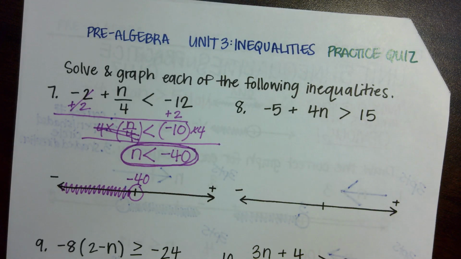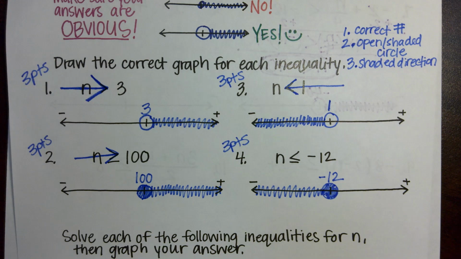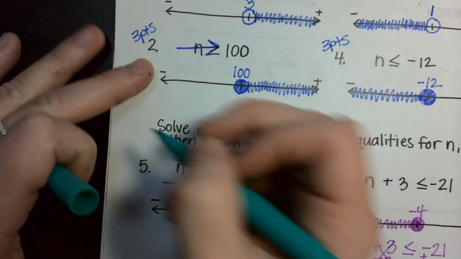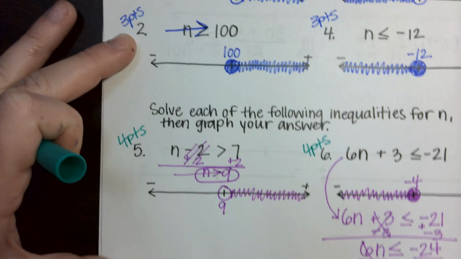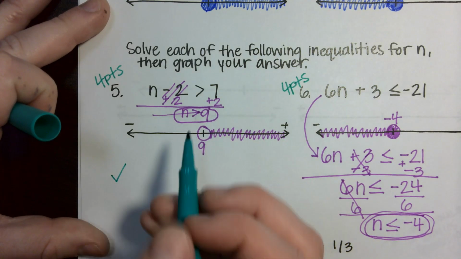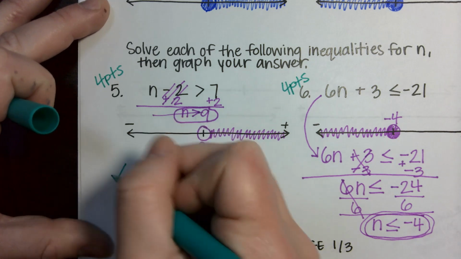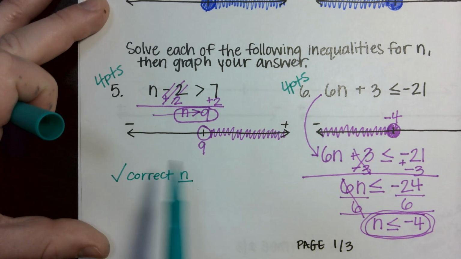Now, if you guys are curious about points, I was telling you the first 4 are worth 3 points. I'm going to give you kind of a key for the whole quiz. So numbers 5, 6, 7, and 8, those are going to be worth 4 points each. And here's what those points are. First of all, I'm looking for the correct answer. So I'm looking to see that you got the correct number when you solved for n. So I'm going to say correct n. There's only 1 point there for that.